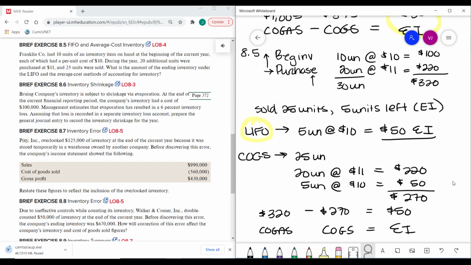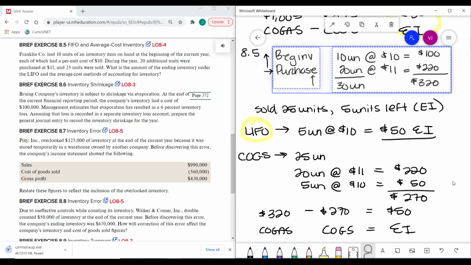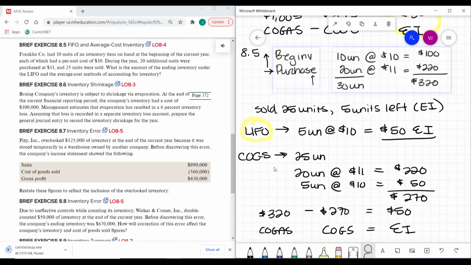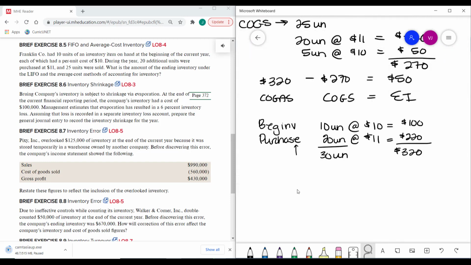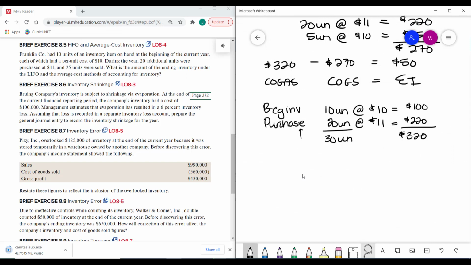Okay, so let's take this table and we will copy it down here for the average cost method. Okay, so now the question is, well, what about the average cost? What would that look like?